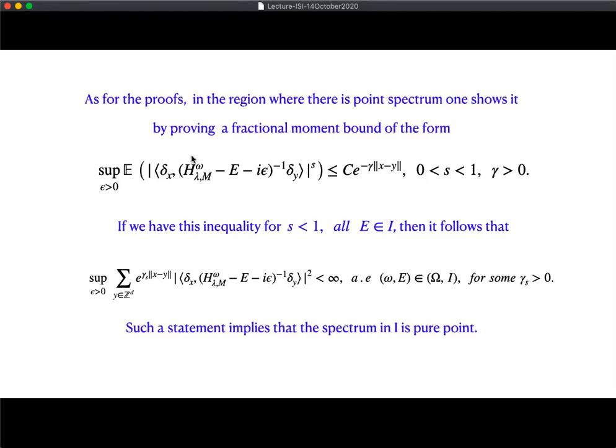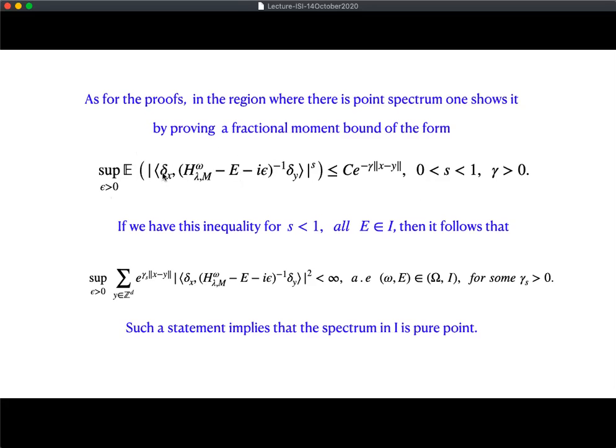So as y varies, this is a function. Fix x, it is a function as y varies. It also depends on omega. So if you take the absolute value and raise it to power s for some s smaller than 1, and you take the moment, this small moment, namely the expectation of this random variable, that's going to depend on epsilon and E. So now you take the sup over epsilon. Normally, without taking this expectation, this is a self-adjoint operator. If you take sup over epsilon here, if E is an eigenvalue of this operator, you get infinity, right? The supremum is not going to be finite if E is an eigenvalue of this operator.